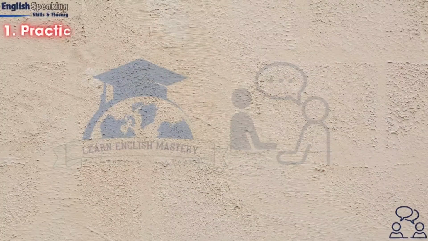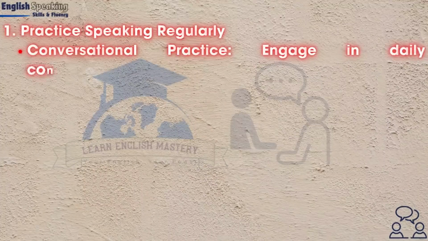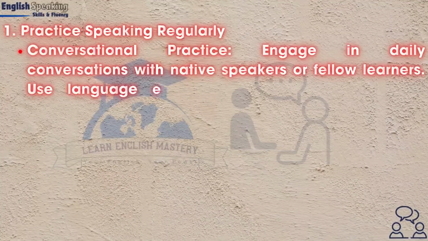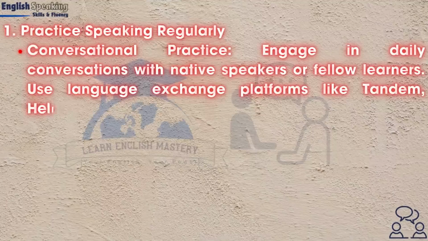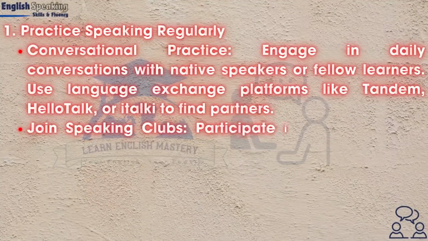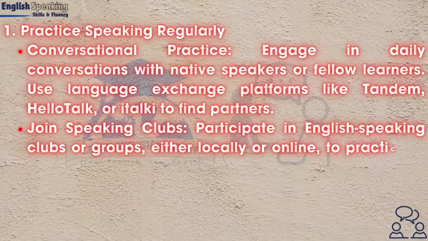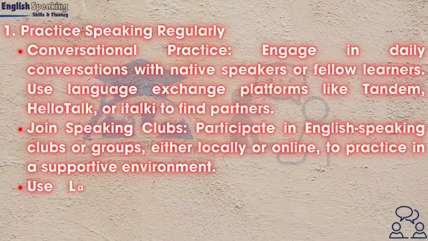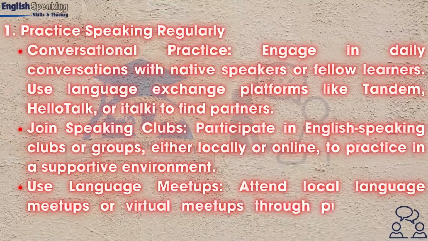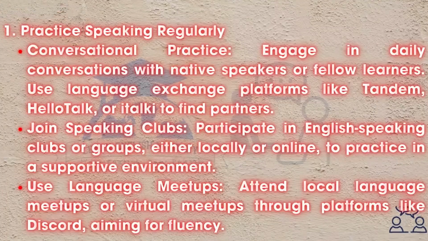1. Practice speaking regularly. Conversational practice. Engage in daily conversations with native speakers or fellow learners. Use language exchange platforms like Tandem, HelloTalk, or Italki to find partners. Join speaking clubs. Participate in English speaking clubs or groups, either locally or online, to practice in a supportive environment. Use language meetups. Attend local language meetups or virtual meetups through platforms like Discord, aiming for fluency.